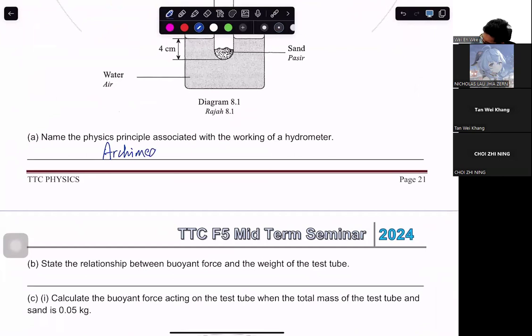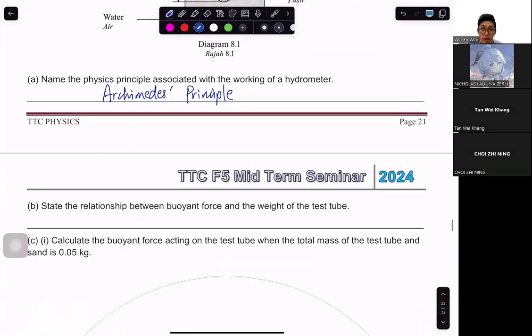We are still talking about buoyant force, Archimedes principle. And we also know that buoyant force must be equal to the weight, because it is just floating there. It's not going up, it's not going down, it's just floating there.